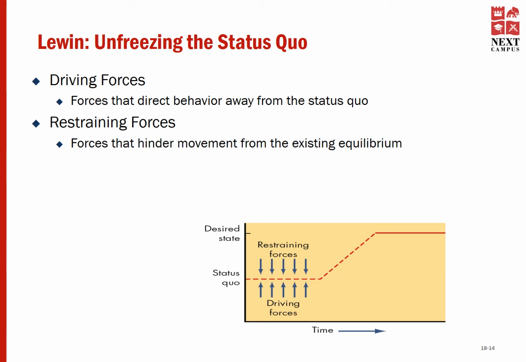In the unfreezing stage, Lewin identifies driving and restraining forces. Driving forces are those that direct behavior away from the status quo. Restraining forces are those that hinder movement from the existing balance. So when a change is introduced, there will be a set of people who are resistant towards adapting to the changing situation. At the same time, there can be people who are more receptive and welcoming of those changes.